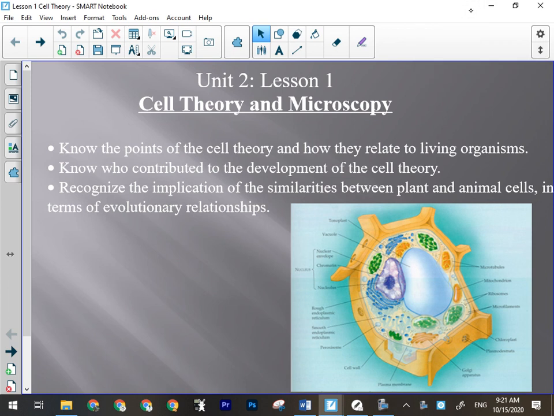Okay, so we're going to be starting Unit 2. Unit 2 is biology. So we'll be talking about the basic unit of life, the cell. Okay, in the same way that we started chemistry by looking at the basic unit of matter, the atom. So we start out small and then we're going to expand out from there.